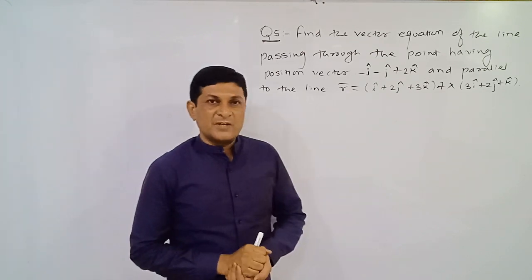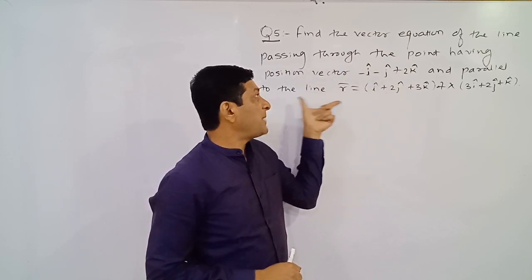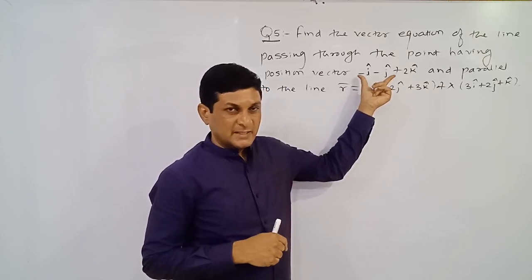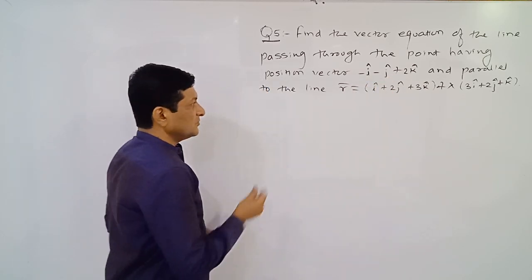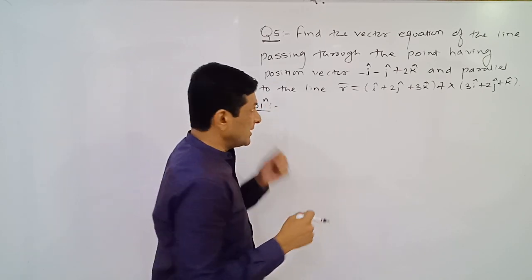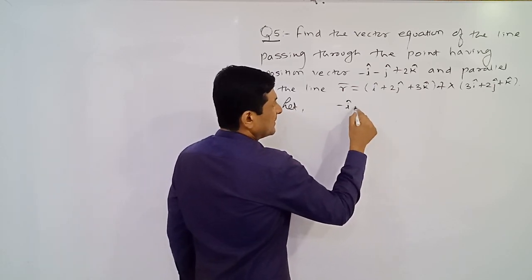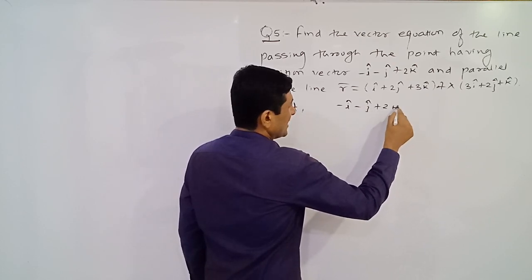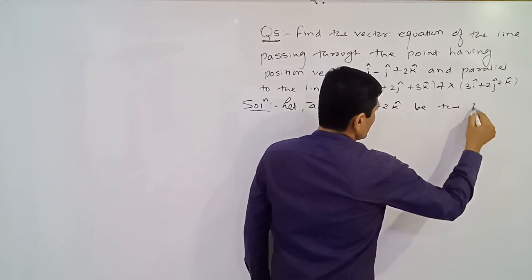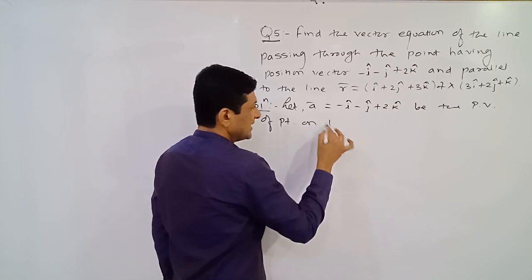See, in question number 5 also, we have to find the vector equation of a line passing through the point having a given position vector and parallel to this line. Here, this is the position vector of one point on the line, and the position vector of a point on the line we denote by a bar, because in the formula that position vector is denoted by a bar. So what is the given condition here? Minus I cap minus j cap plus 2k cap. Let us denote this vector by a bar, the position vector of a point on the line.